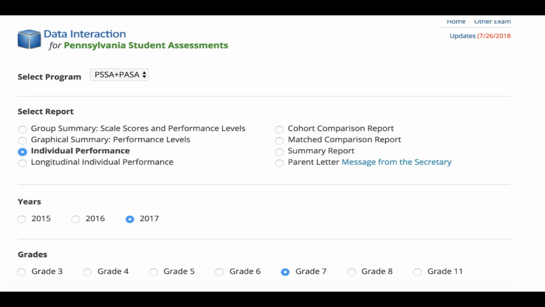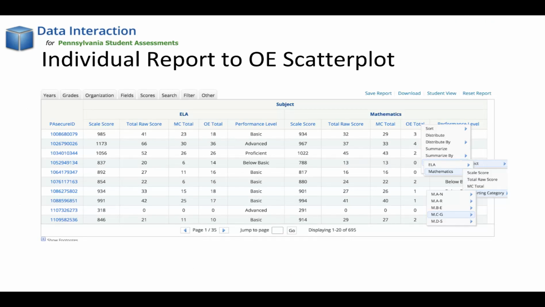So I'm going to go back to eMetric and I'm going to look at the individual performance report, choosing the grade and the year, and then get the report. And I see this. Well, what can I do with this? Looking at each and every student's would be difficult. So how about I hover over the multiple choice total or the open-ended total to make a scatter plot? What? A scatter plot? Yes, a scatter plot.